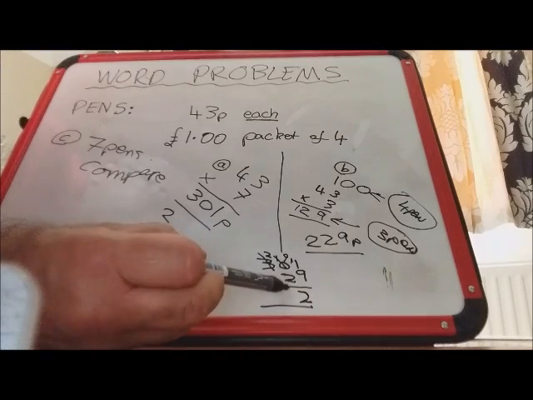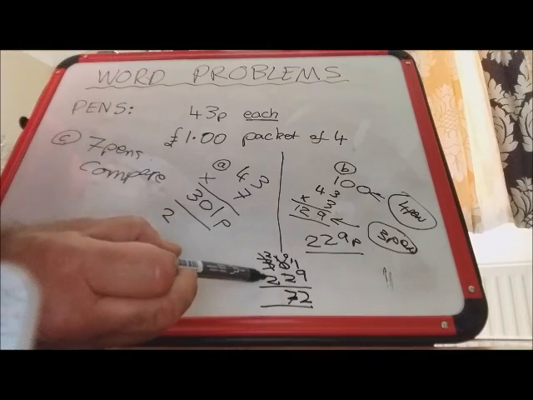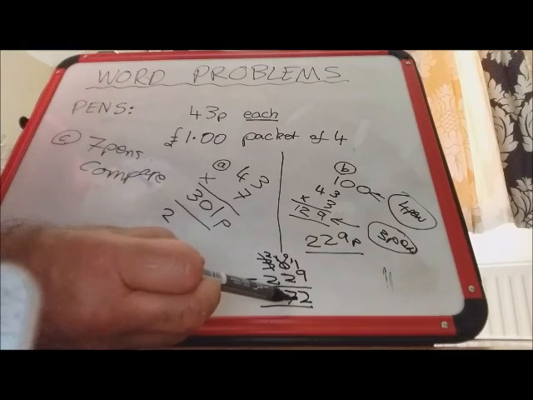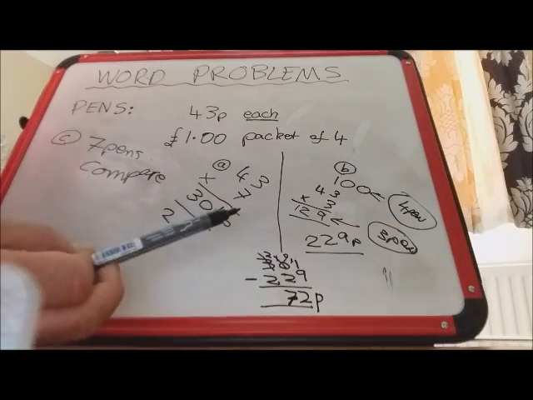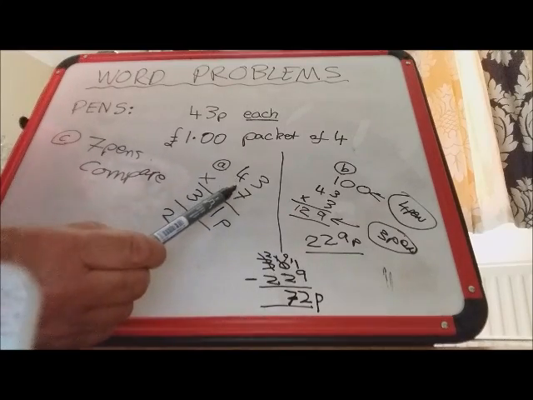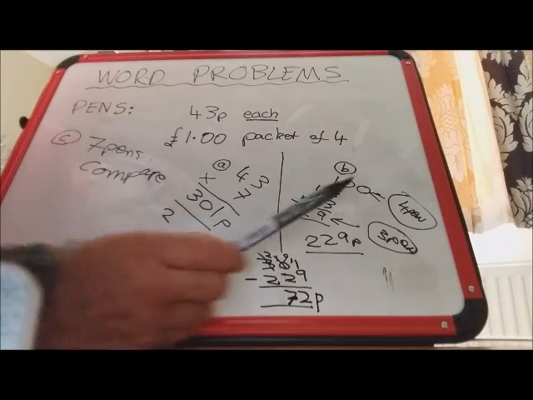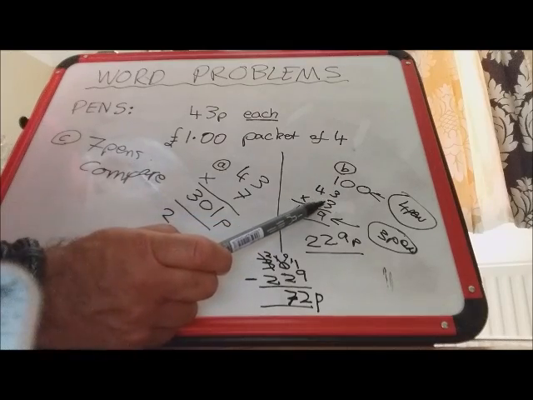9 take away 2 is 7. That's all going well so far. And then 2 take away 2 is 0. So therefore 72 pence. So if you bought 7 individual pens, it would cost you 72p more than if you bought a packet of 4 pens and then 3 individual pens.